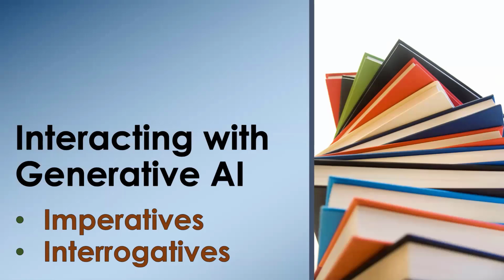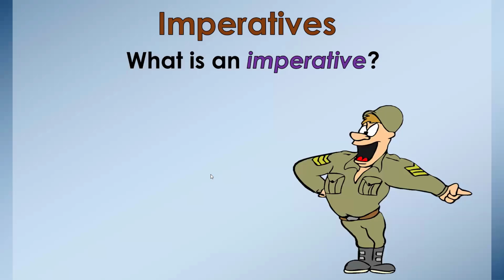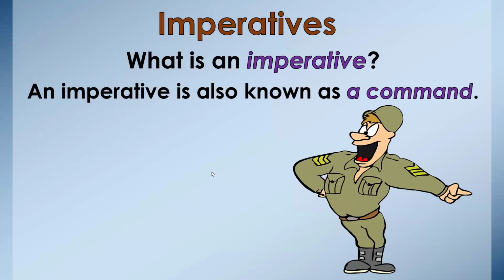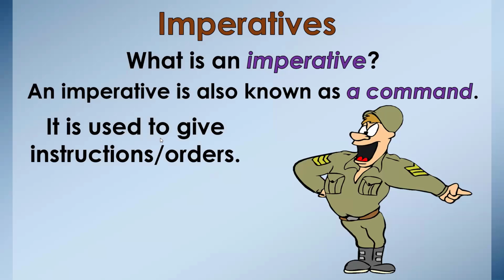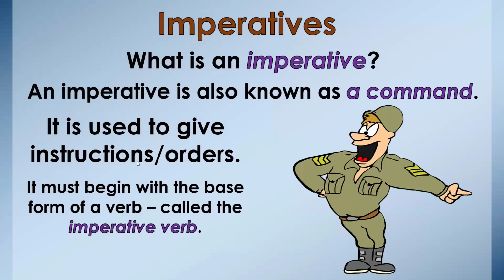Okay, so let's get started talking about interacting with generative artificial intelligence. And we're going to be using ChatGPT as an example. And we're going to start with imperatives and interrogatives. So what is an imperative? An imperative is actually another word for a command. It's when we tell someone what to do, and it's used to give instructions or orders. And an imperative has to begin with an imperative verb. For example, do your homework.